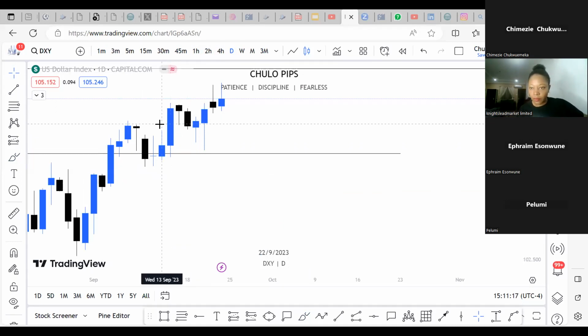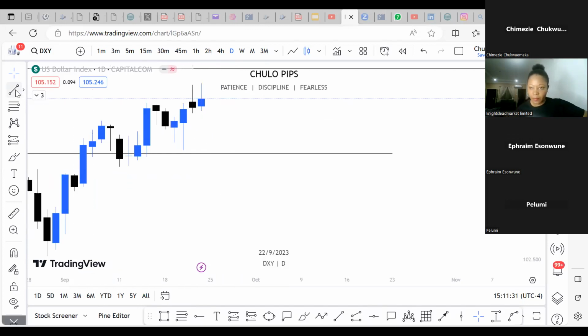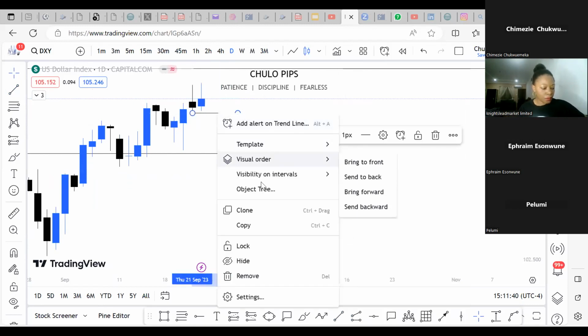Price tapped into that. I did the analysis last week. So price tapped into this daily FVG and now pushed up to our next draw on liquidity. So I'm marking this daily FVG too, expecting price to tap into this daily FVG before we see another up movement.